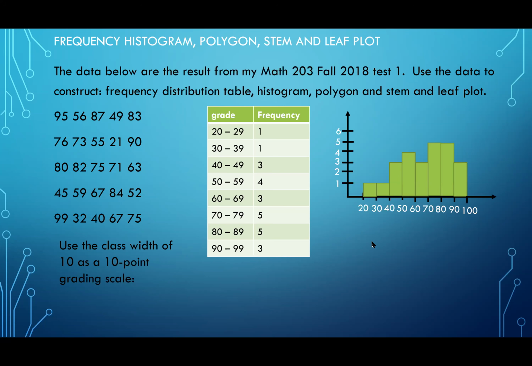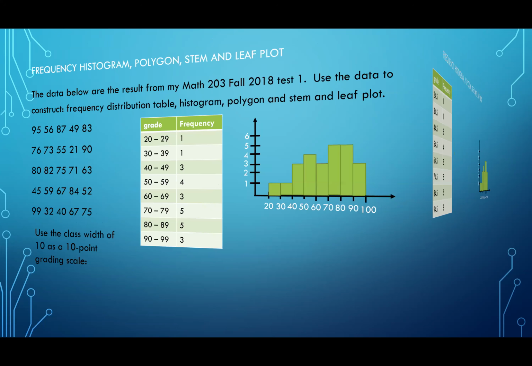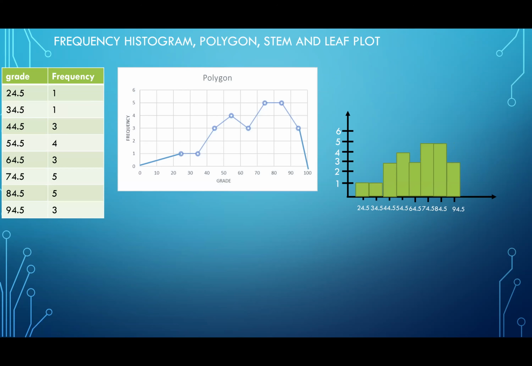Once you have this, the only thing different between the polygon versus the histogram is that instead of going with the bar, we ask ourselves, between this 20 to 30, how frequent do I have? Between 30 to 40, how frequent do I have? And you go in and put in a dot. You go into each frequency and put in a dot. And the only thing left is you connect your dots to make a graph.